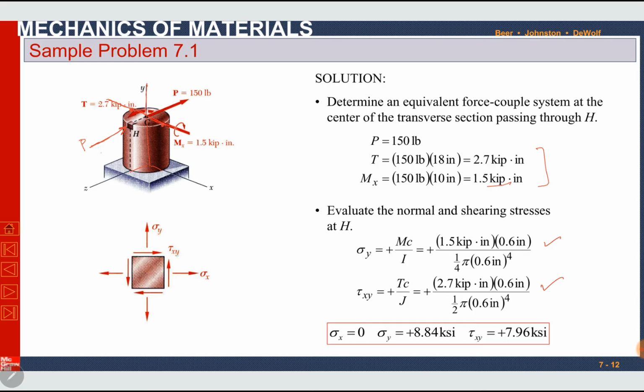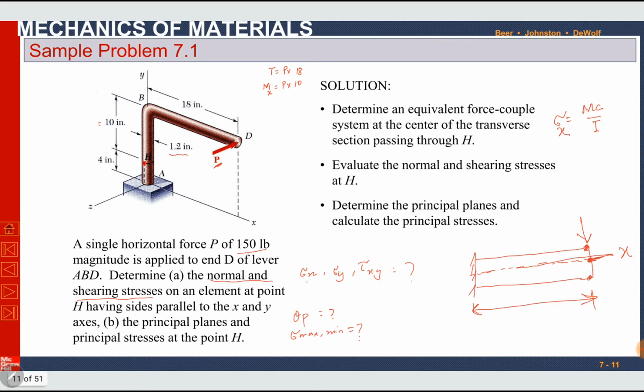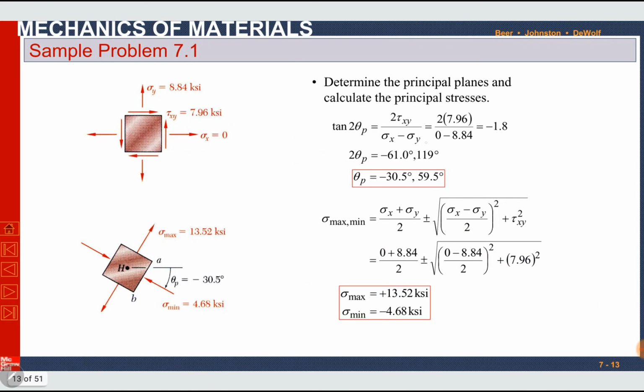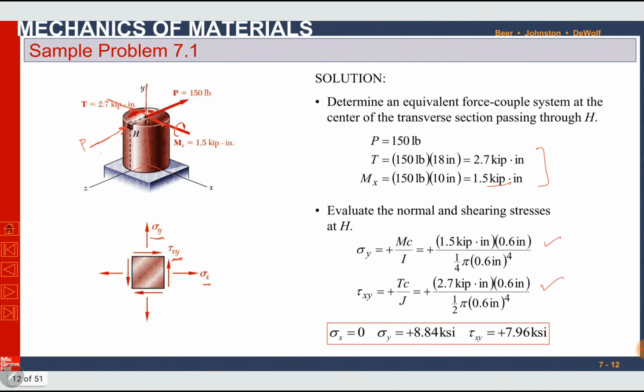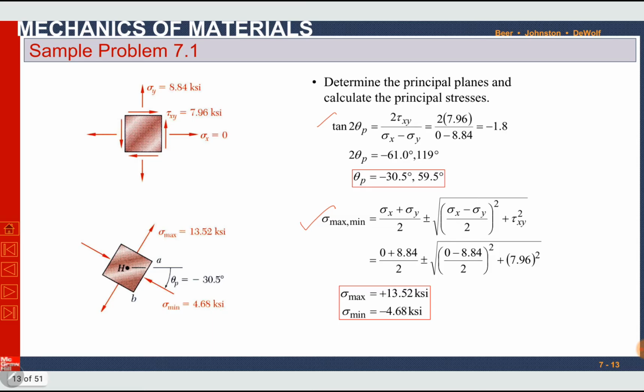This is sigma x. This is sigma y. This is tau xy. The first part of the question was to find normal and shearing stresses, sigma x, sigma y, and tau xy. Second part, to find theta p and sigma maximum and sigma minimum. We can simply put these values in the expression of theta p. From this expression, we find theta p, which is minus 30.5 degree plus 90, so 59.5 degree. Sigma maximum and sigma minimum can be found using this expression. By putting values of sigma x, sigma y, and tau xy, we find sigma maximum equal to 13.52 ksi and sigma minimum equal to minus 4.68 ksi. Minus 30.5 degree means clockwise rotation.